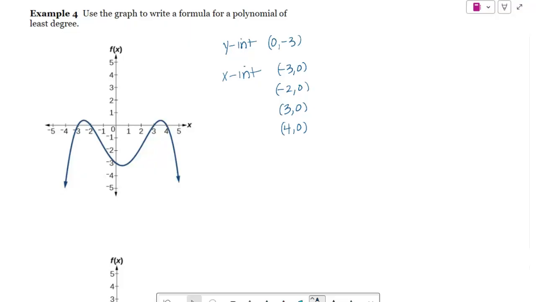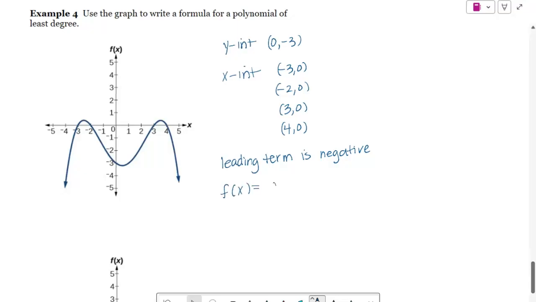I also see that this is facing down, so I think that the leading term is going to be negative, just based on the end behavior. When I take the x-intercepts and multiply them out, that is what gives me a general form of the function. So let's start by doing this.